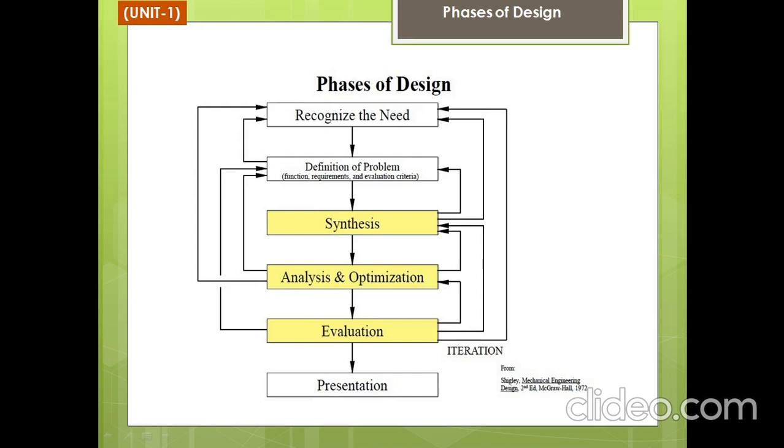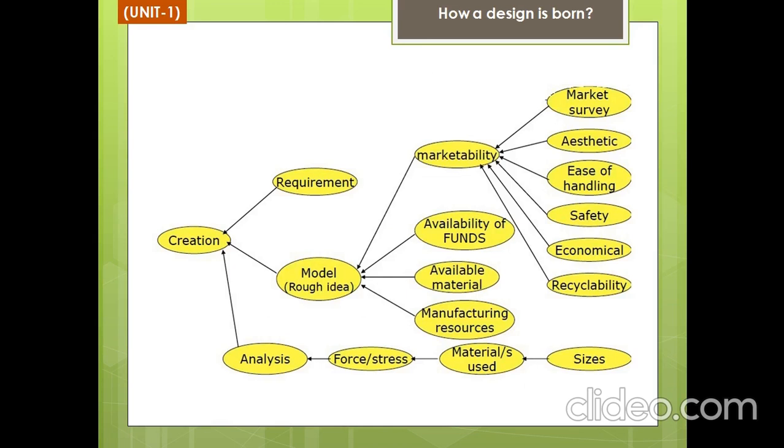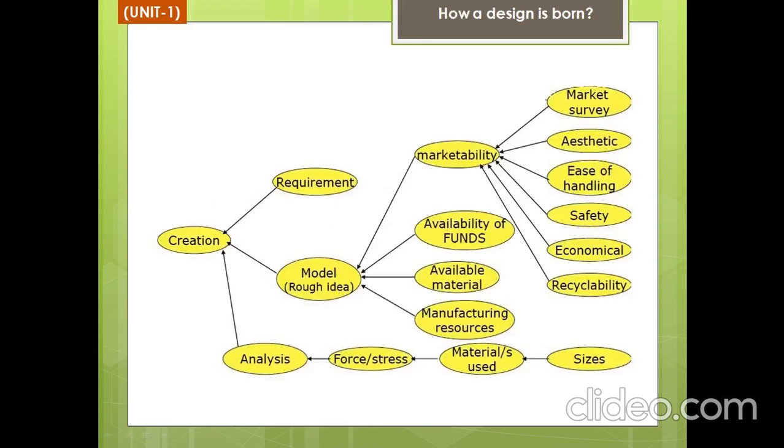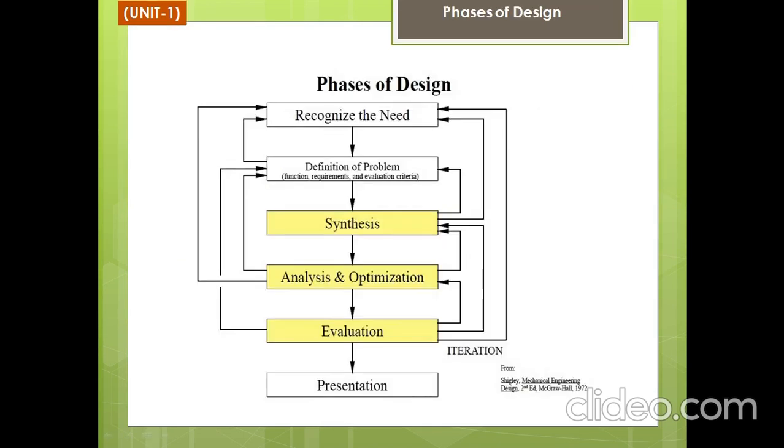So you have to study what is machine design. Machine design is the creation of new and better machines, improving existing ones, and that process should be such that an economical product can be designed. Economical means in the cost of production and in the cost of operation. After that, you have seen how the design is born, and what the important phases of design are.